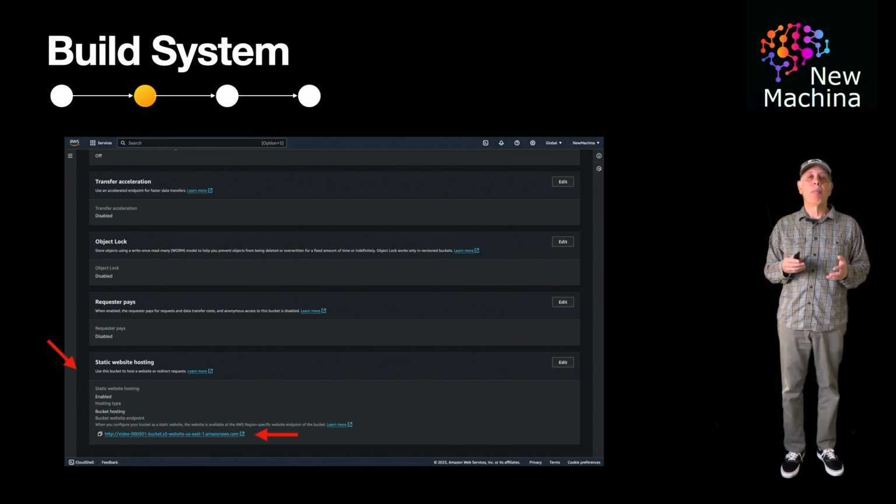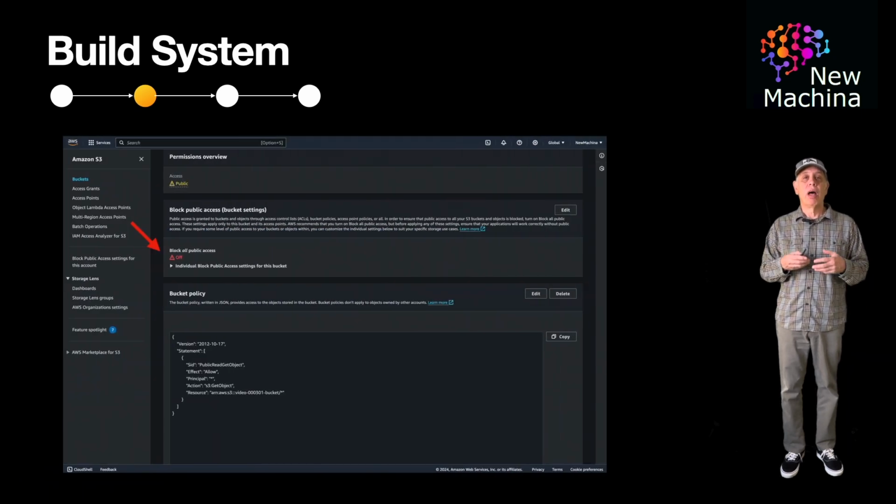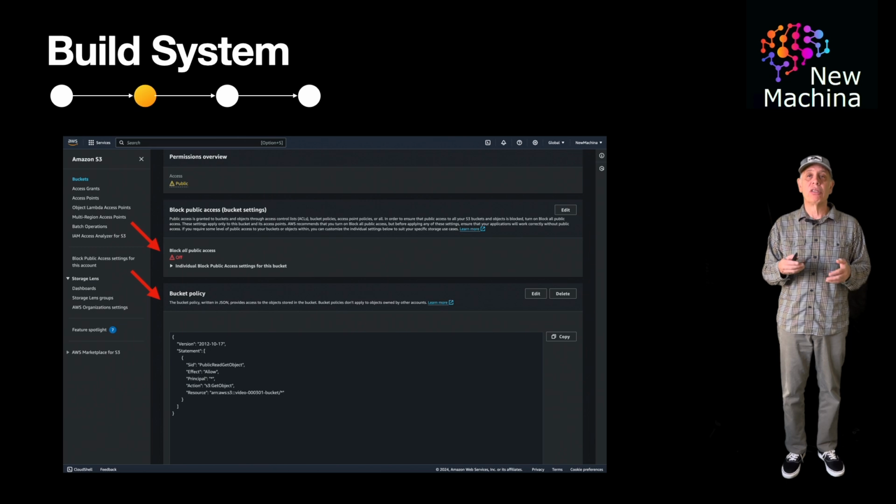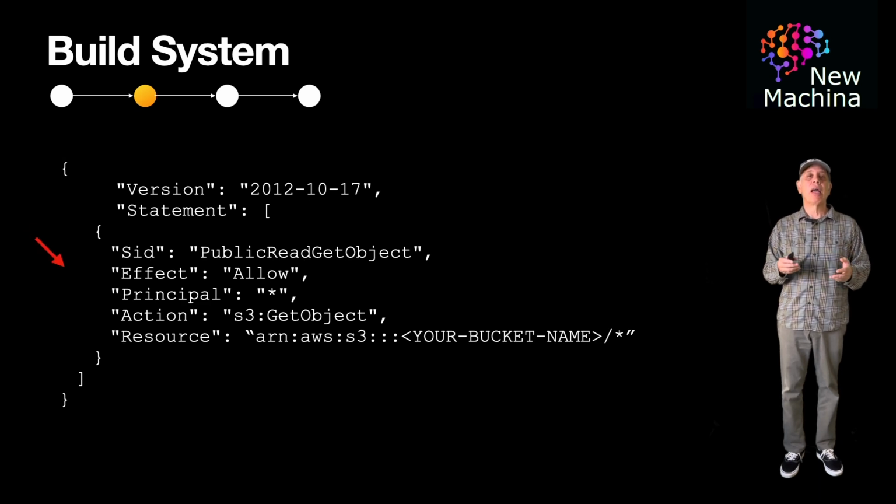Staying in the bucket detail page, I click Permissions. Under Permissions, I disable Block All Public Access. After this, I add a bucket policy allowing public access to the objects in the bucket. Here's the template of the bucket policy I entered. You can read this policy and get a sense of what it does.